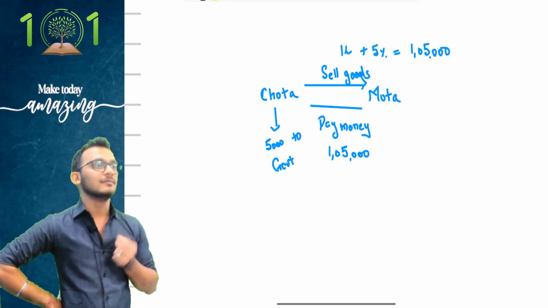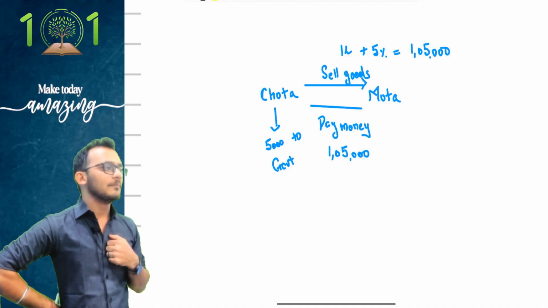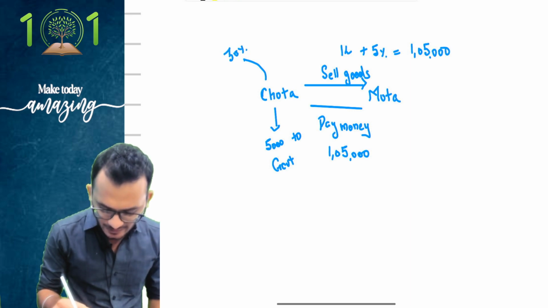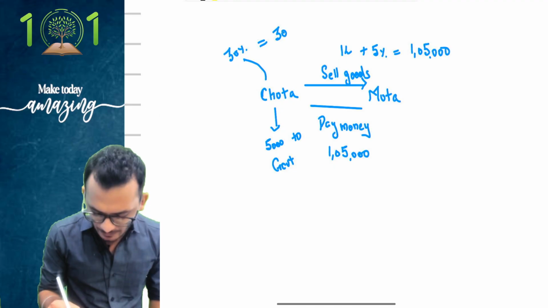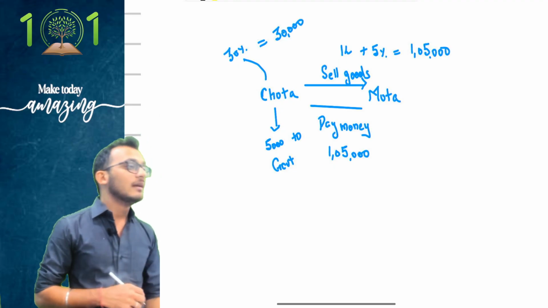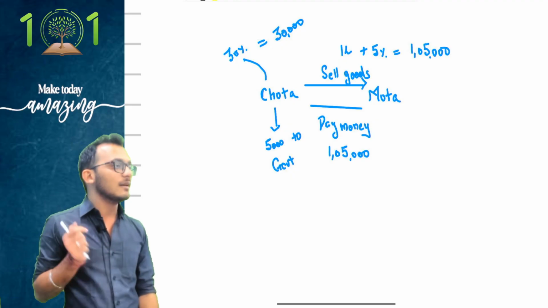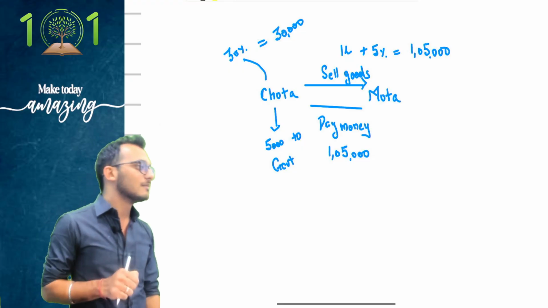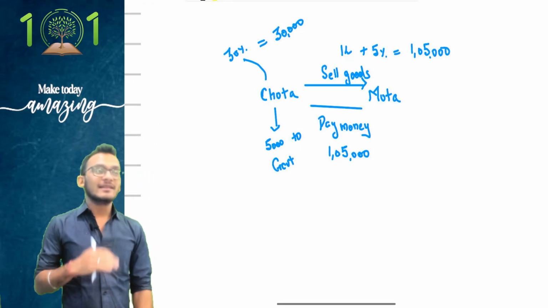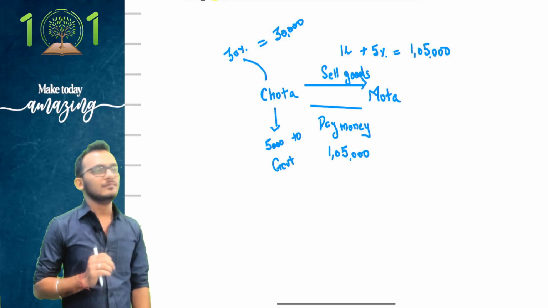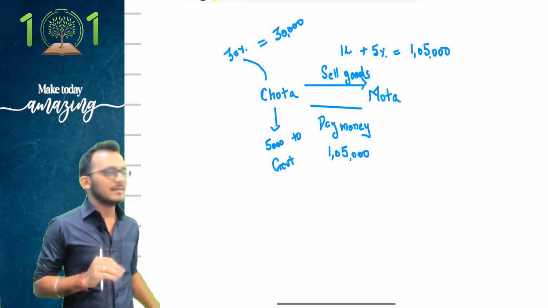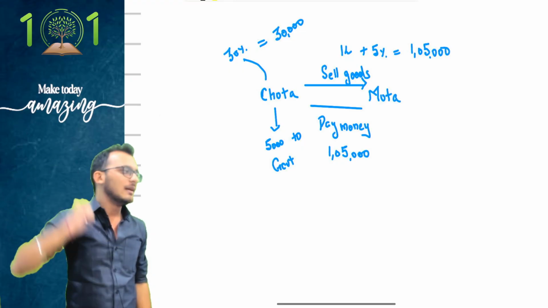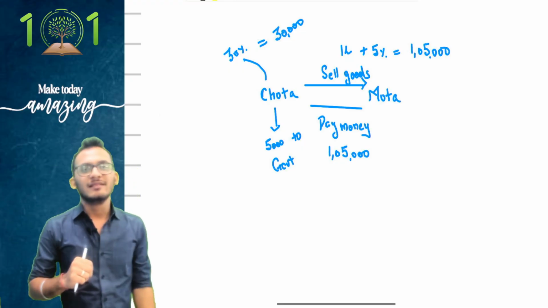Chota is now earning 1 lakh, on which Chota has to pay income tax, assuming 30 percentage, which means he will pay 30,000 to government. Which means in this case, Chota is also paying 30,000 to government, also paying 5,000 to government. The difference is when Chota pays 30,000, that is Chota's money, Chota pays tax. But when Chota is paying 5,000, Chota is paying 5,000 on behalf of Mota.